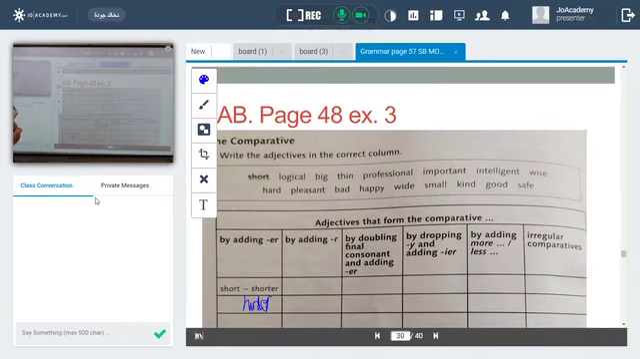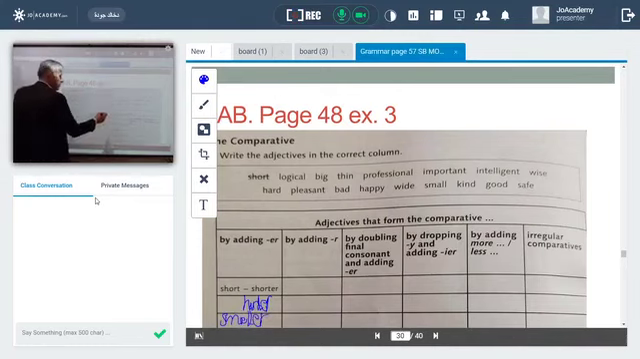Tell me if we need to add more in this. Look at these. Do you think we need to put any of the adjectives here? Yeah, we have small. Small becomes smaller. So we have small, take it out, and we have hard.